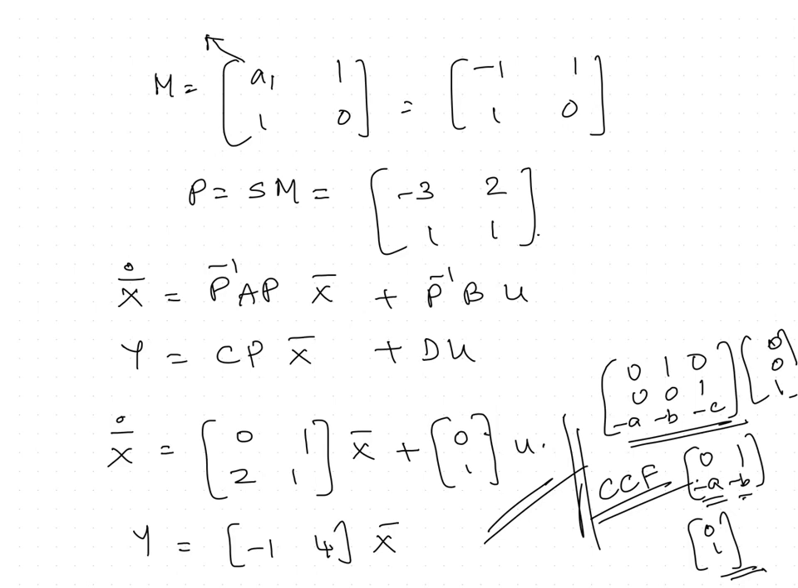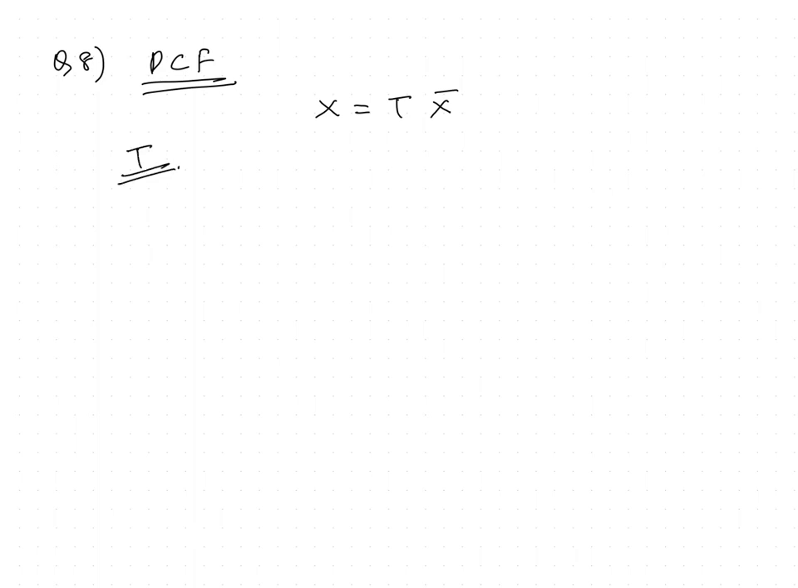Next is question number 8, conversion to diagonal canonical form. So, in this I have told the matrix of transformation is x is equal to T x bar. So, if you have a linear transformation like this, then T inverse A T will give you a diagonal form. So, I will just explain how to find capital T. Capital T is obtained by arranging eigenvectors one after the other.